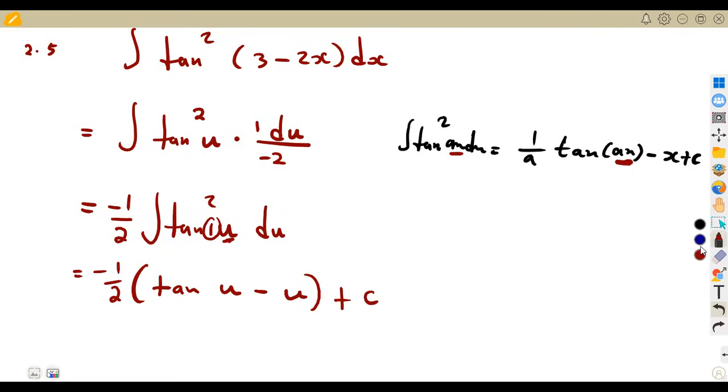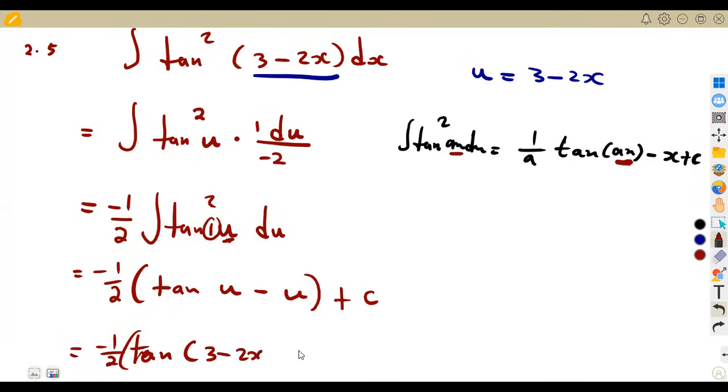But remember, u is something that we introduced. We said u, from this part that I erased there, was equal to 3 minus 2x. So the answer now, we are supposed to bring back our x. So this is the same as we've got minus a half, the tan of u in this case, which is the tan of our u, which is 3 minus 2x, like this. Minus u, our u in this case, which is 3 minus 2x. All right, so this is what you're supposed to have, plus the constant of integration.